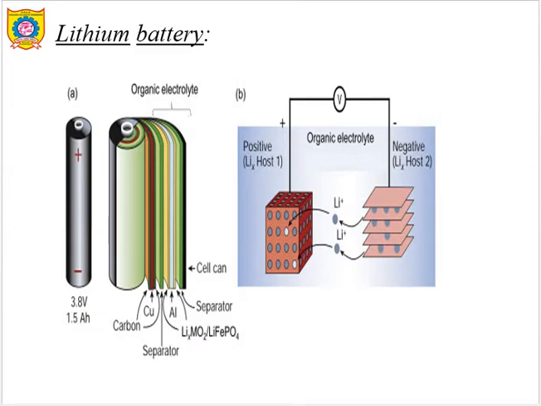Here you can see the construction of a lithium ion battery. Typically it has the lithium part, the positive part, and the negative part, which is the host, and the next part is the carbon. The separator insulates the anode and cathode, and the organic electrolyte passes the charge, which can be sensed in the form of potential difference in the voltmeter.